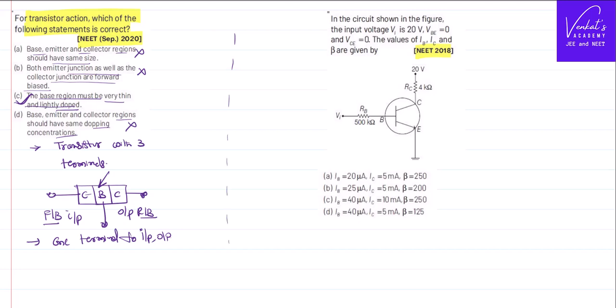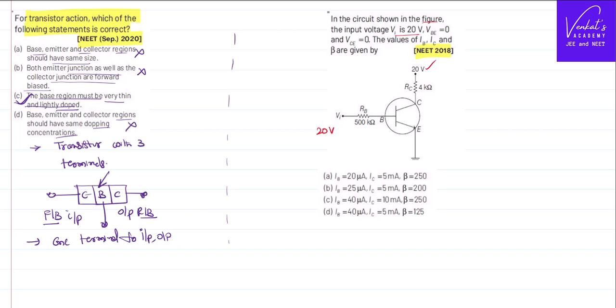Let's have a look at the second question. What does this second question say? In the circuit shown in the figure, the input voltage is 20 volts. Here the voltage is given as 20 volts, and here also there is 20 volts available. VBE as well as VCE are equal to 0. The values of IB, IC and beta are?